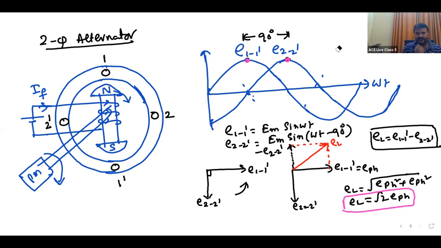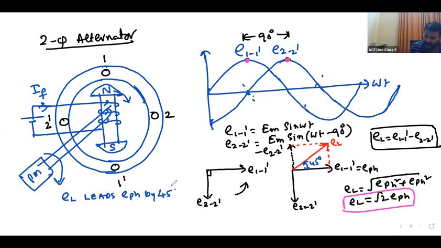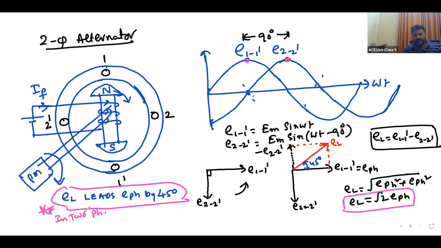Important conclusion here is this line voltage leads the phase voltage by how much angle? This leads by 30 degrees. Sorry, 45 degrees. Important conclusion is EL leads EPH by 45 degrees in a two-phase machine. In three-phase, line voltage leads phase voltage by 30 degrees.